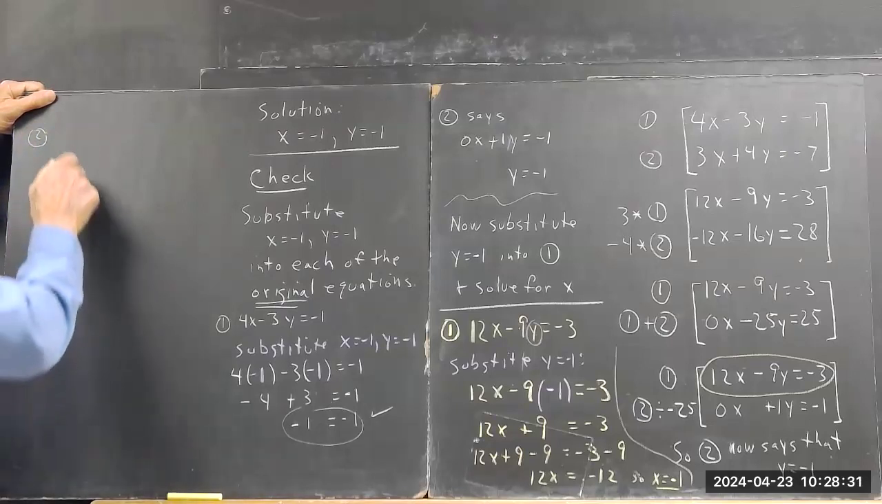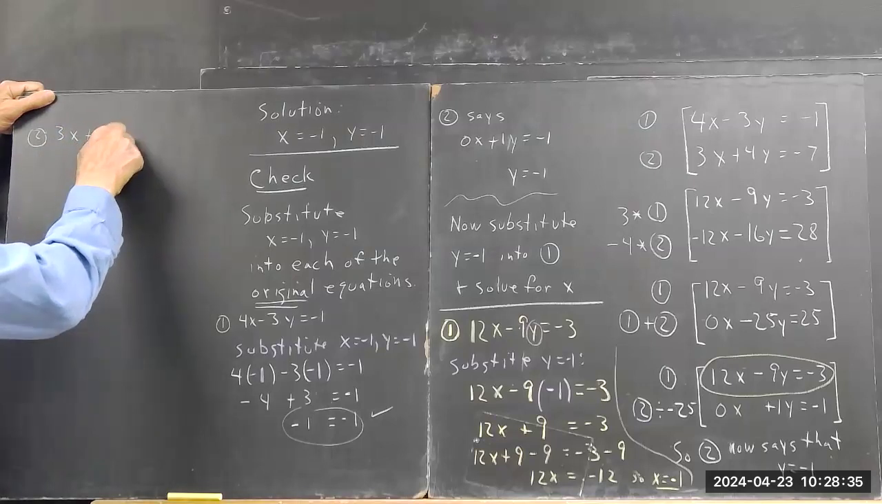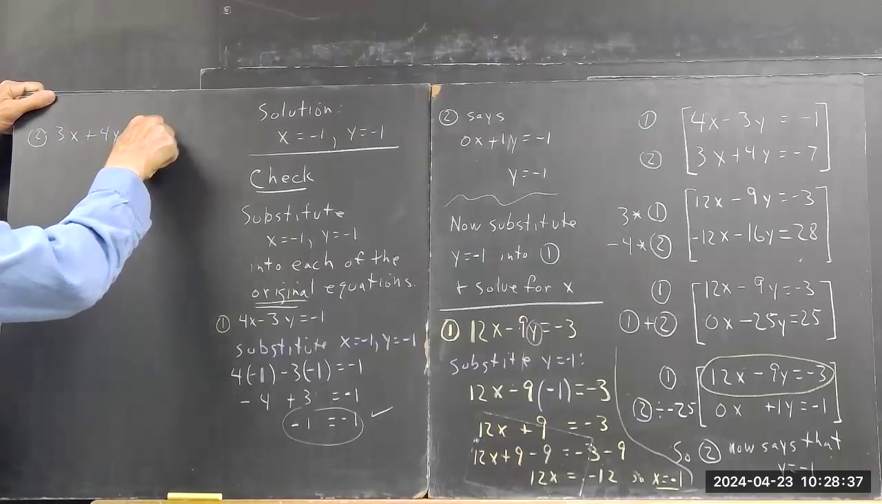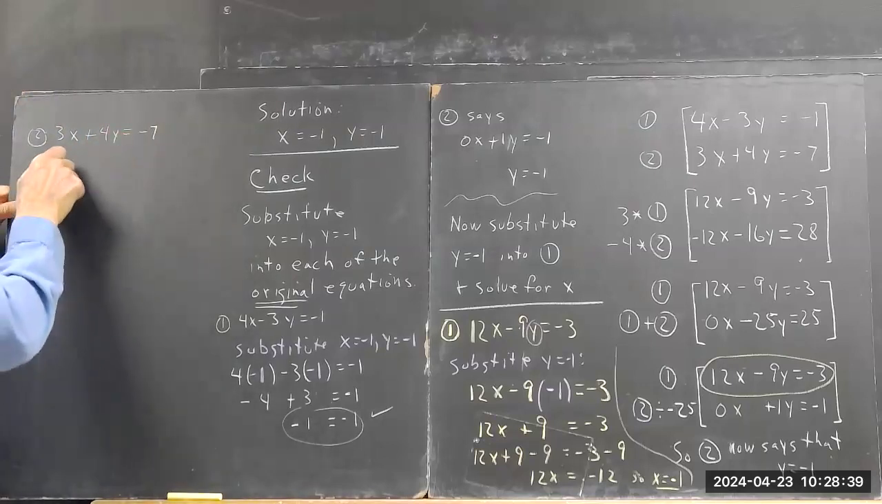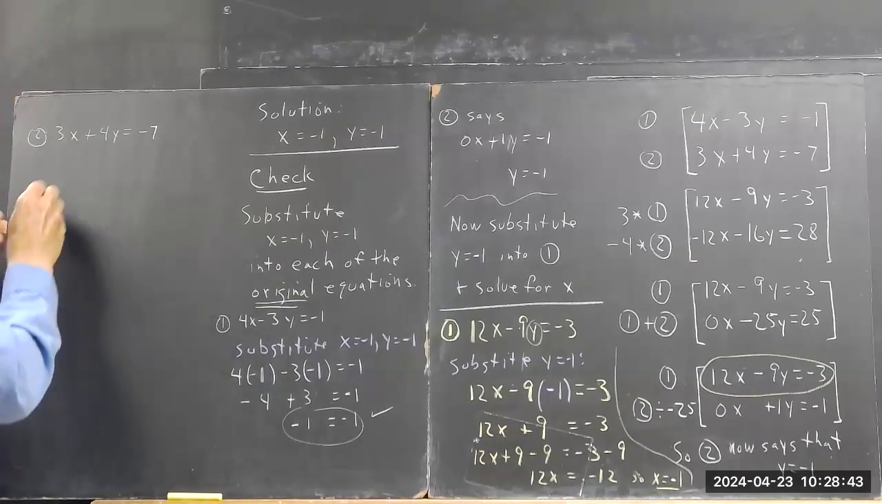Equation 2 is 3x plus 4y equals -7. Well, we substitute. Let's be very explicit.